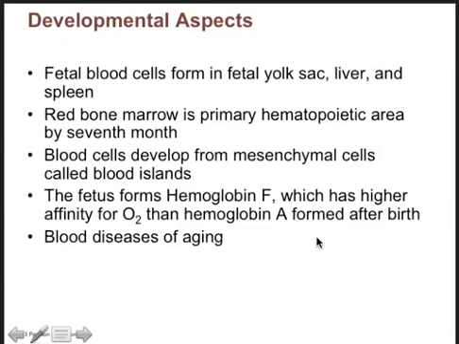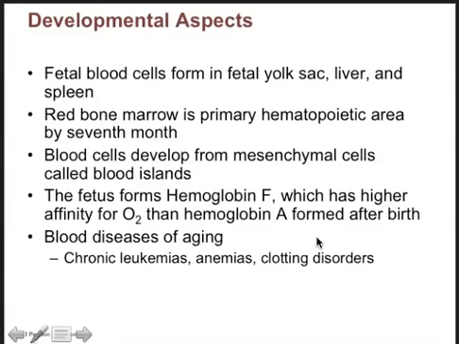Blood diseases of aging include chronic leukemias, anemias, and clotting disorders. What are leukemias? Leukemia is white blood cell cancer. Basically what happens is that one or multiple hematopoietic stem cells, those that are primarily tasked with generating the leukocytes, lose their cell controls and they begin to divide in an uncontrolled fashion, and they produce white cells that aren't capable of fighting disease. Okay, there are several different types of leukemias.